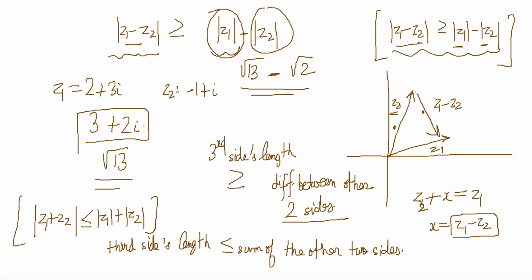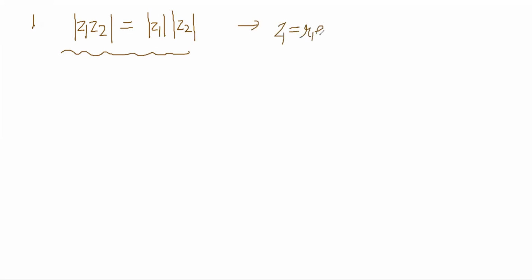Now, if you look at some properties of the modulus, you have mod of z1 z2 will be equal to mod z1 into mod z2. Now this property can be easily understood if you think of z1 in the polar form.